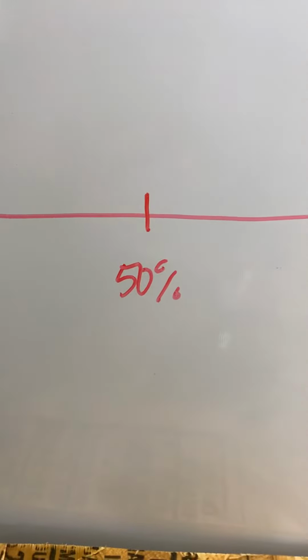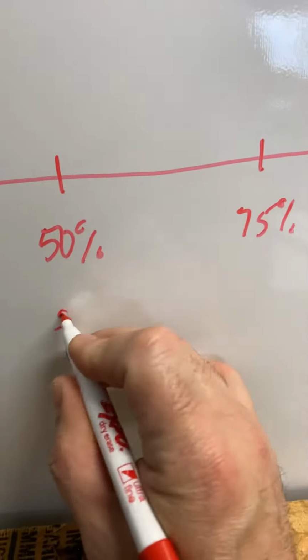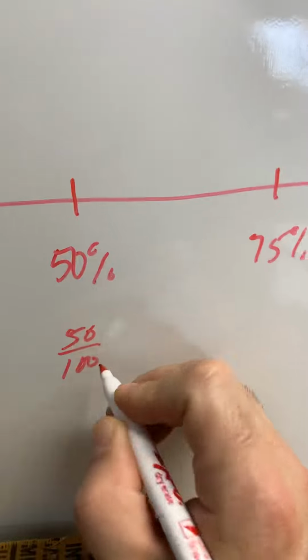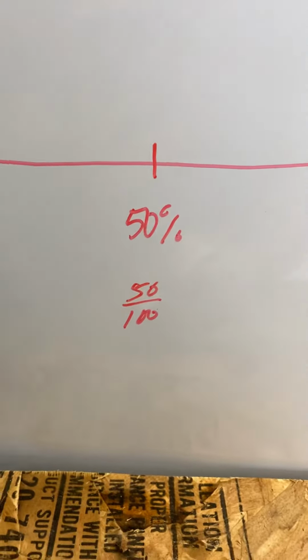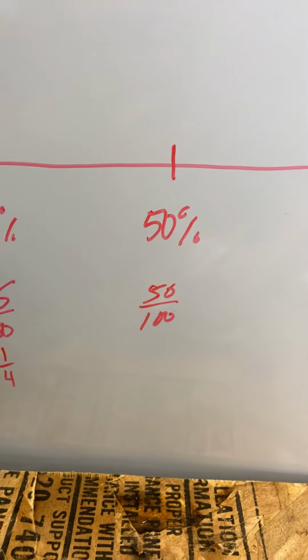Now we go to 50. And 50 would be over 100 again. Percents are out of 100. Always think about math with money if you can. It makes some things easier.